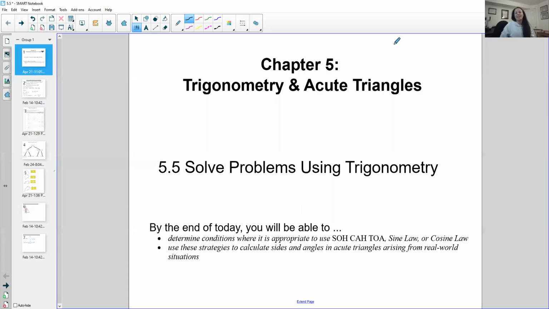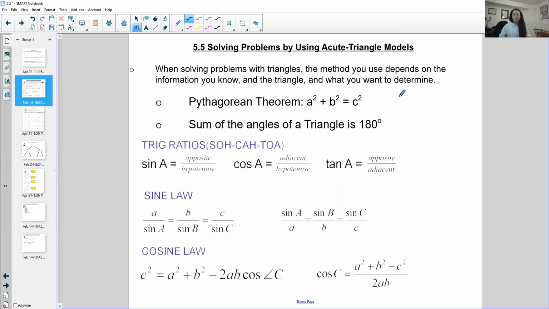Hi guys, welcome to your last section for trigonometry for this chapter. Today is honestly just a little bit of review, and it's just figuring out when to use each formula. So a couple refreshers from what we've done so far.